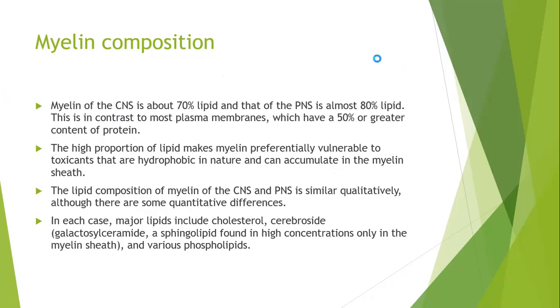Now, the fact that they have high levels of lipids makes the cells very vulnerable to being attacked by toxins. Why? Because the toxins are usually hydrophobic and they'll easily diffuse through the lipid bilayer. For that reason, I will give you a very classic example.